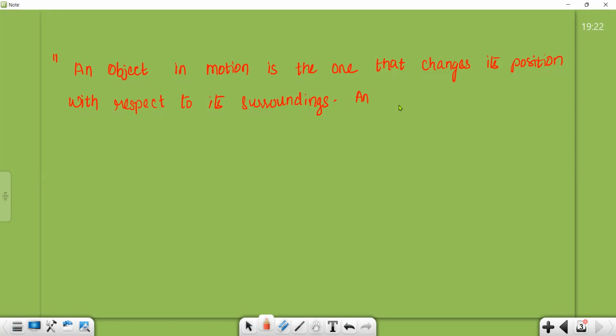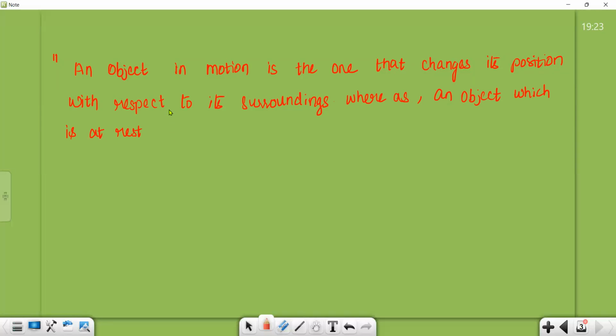Ma'am, then a tree is also in motion, right? If we plant a sapling, students, generally do trees move? No, ma'am. It grows, right? Ma'am, if it is a bush like a pumpkin or a watermelon creeper, it would grow and spread everywhere. Like that, it would be in motion.